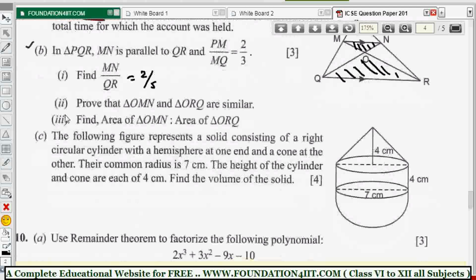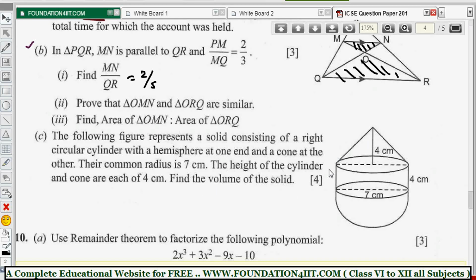This is about mensuration. The following figure represents a solid consisting of a right circular cylinder with a hemisphere at one end and a cone at the other end. So the cylinder is in the middle, with the cone at one end and the hemisphere here. Common radius is 7 centimeters. Height of the cylinder and cone are each 4 centimeters. Find the volume of the solid.